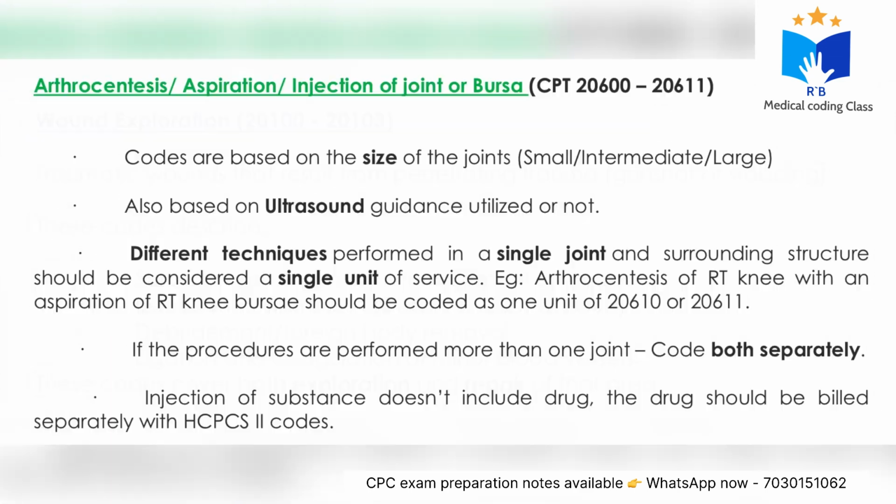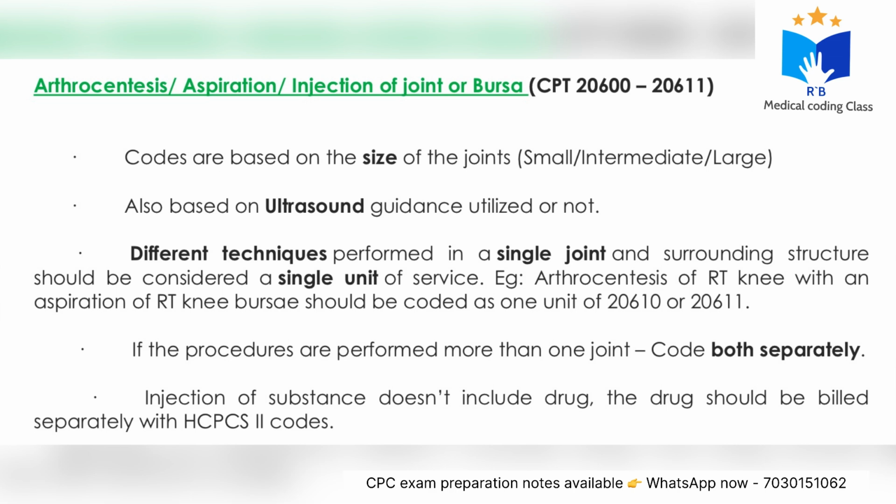Then next point, arthrocentesis, aspiration, injection of joint or bursa. Code range between 20600 to 20611, and these codes are based on size of joint and whether ultrasound guidance is utilized or not utilized. For example, arthrocentesis of right knee with an aspiration of right knee bursa should be coded with only one unit, that is 20610 or 20611, not coded with both codes separately.